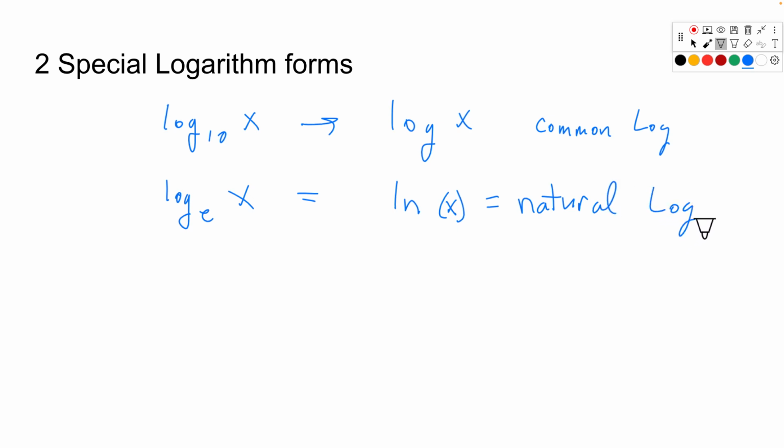Or natural log. So I see the L and the N, but don't they have it backwards? Shouldn't it be natural logarithm? Shouldn't it be NL?